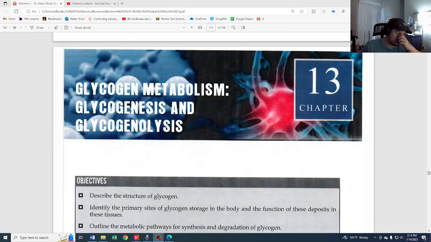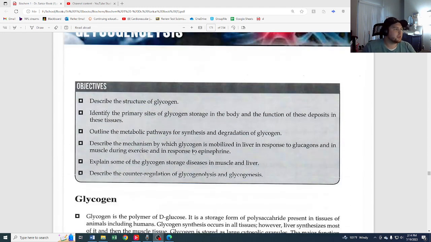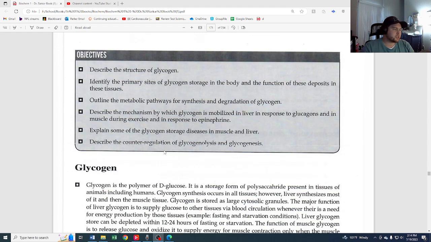Hello everybody, welcome back. Today we're going to be going over chapter 13, Glycogen Metabolism, Glycogenesis, and Glycogenolysis. So the objectives, first we're going to describe the structure of glycogen. Remember, glycogen is the storage form of glucose. We're going to identify the primary sites of glycogen storage in the body and the function of these deposits in these tissues. We're also going to outline the metabolic pathways for the synthesis and degradation of glycogen. So synthesis, glycogenesis, degradation, glycogenolysis.